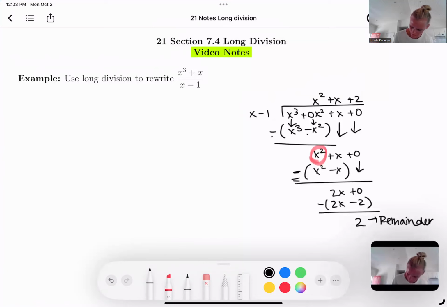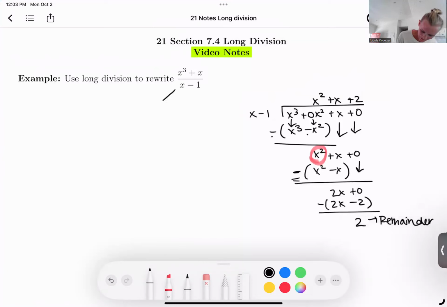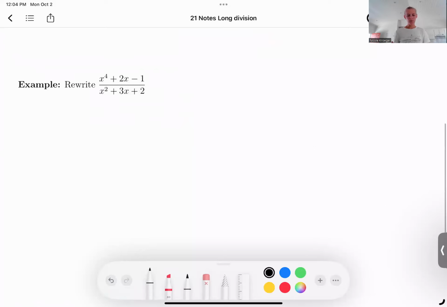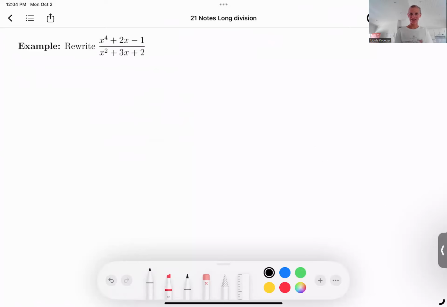And so what this means is that we can rewrite this fraction as x squared plus x plus 2, and then plus the remainder divided by the x minus 1. Okay, this is something now we could integrate very easily. We would have to do a u substitution on the last piece, but everything else behaves nicely. Okay, and let's do one more long division before we do this in class.